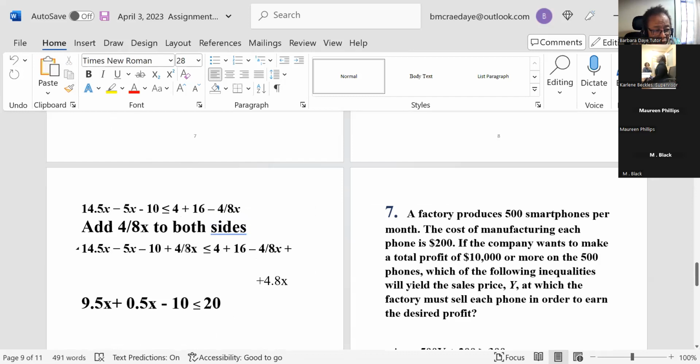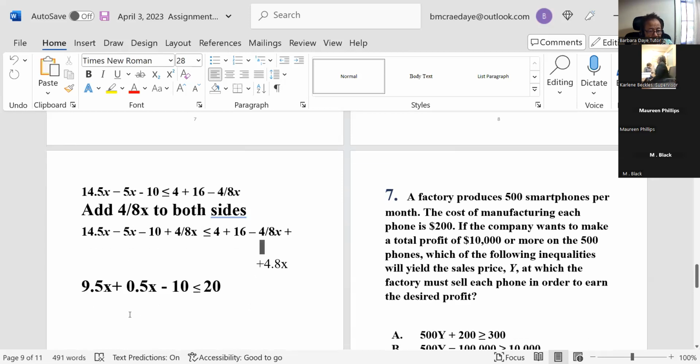And then I added the 4/8x on the left side. So now combining the 14.5x, the minus 5x, and the plus 4/8x. The 4/8x, I made the decimal 0.5x. And the 5x from the 14.5x gave the 9.5x. Now you can combine all your variables and you can combine your constants. So, Maureen, what's 9.5x plus 0.5x?